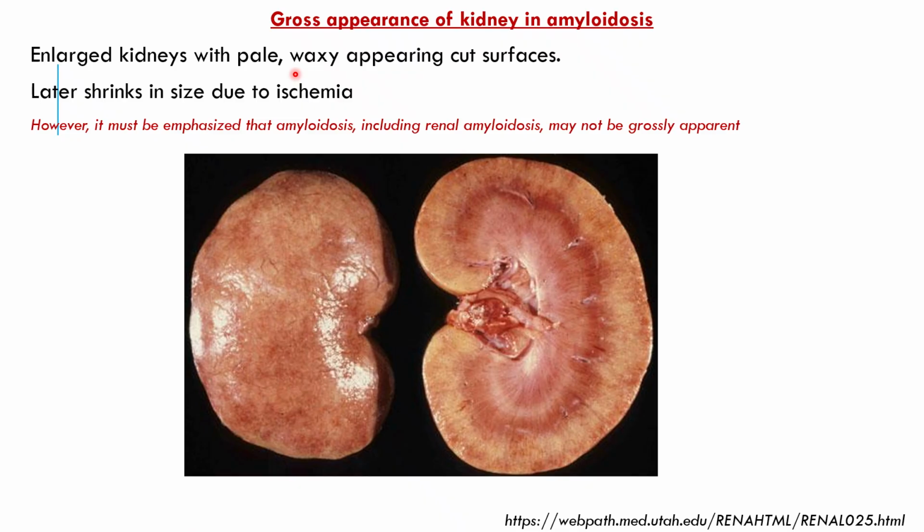So you can see the gross appearance of the kidney in amyloidosis. A large kidney with pale, waxy appearance, mainly appreciated on the cut surface, a smooth waxy appearance. But later it can shrink due to ischemia. But not in every case can you see this pale waxy appearance. In renal amyloidosis, the kidney can be grossly apparent. Grossly, it can also be normal.